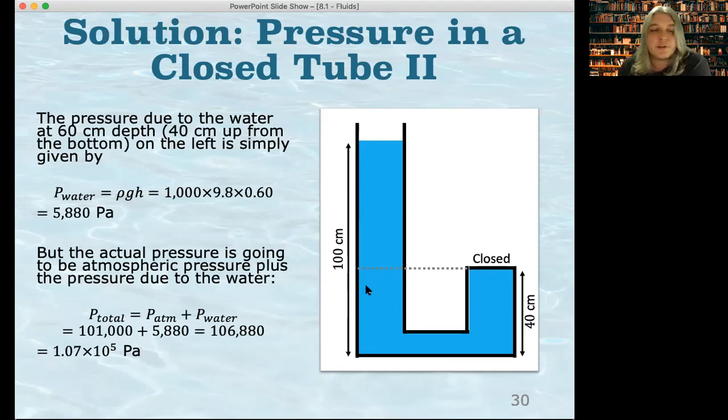Since atmospheric pressure is 101 kilopascal, we just add that on. So we see that the pressure on its own, due to the water, is about 6,000 Pascal. So 101,000 becomes 107,000 Pascal. That would be the pressure at the grey dotted line, which would be the same as the pressure on the closed end of the tube.